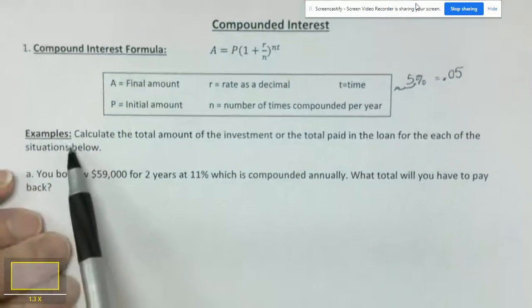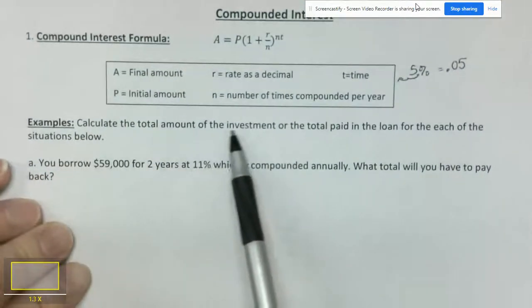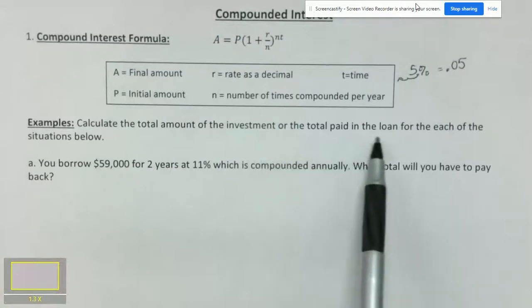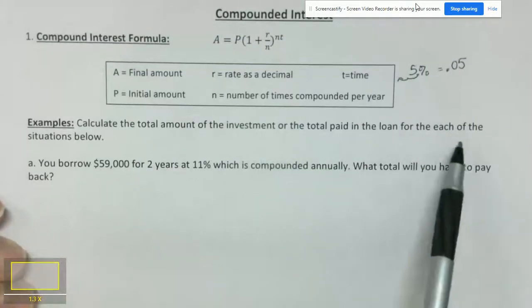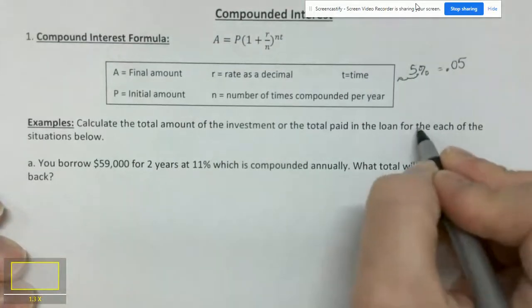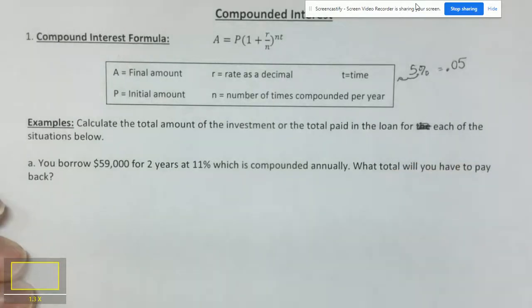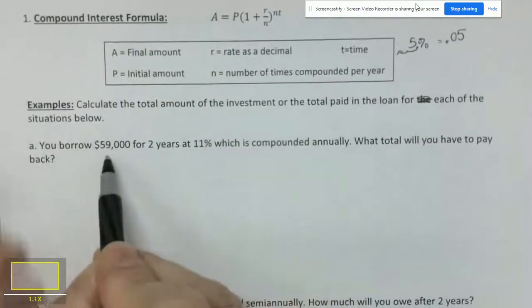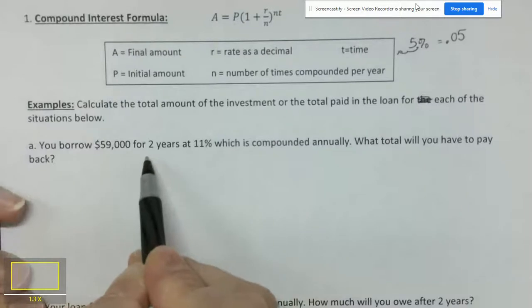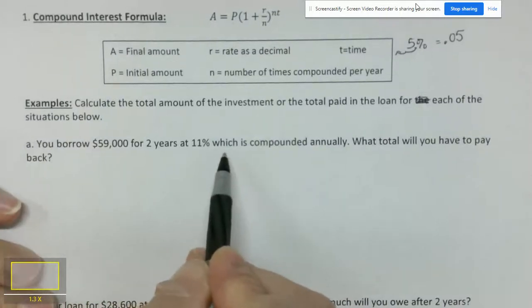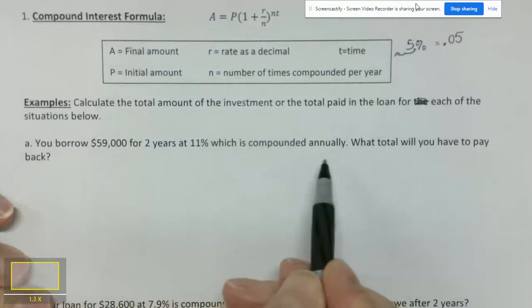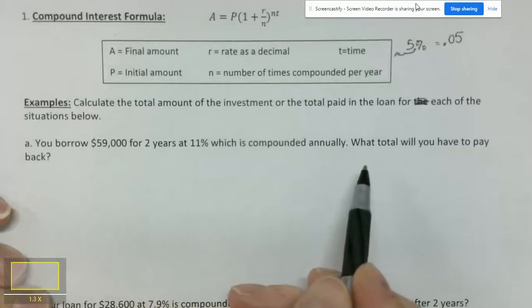So let's look at some examples. Calculate the total amount of the investment or the total paid in the loan for each of the situations below. Okay, I should say each. I'll fix that. All right. You borrow $59,000 for 2 years at 11%, which is compounded annually. What total will you have to pay back?